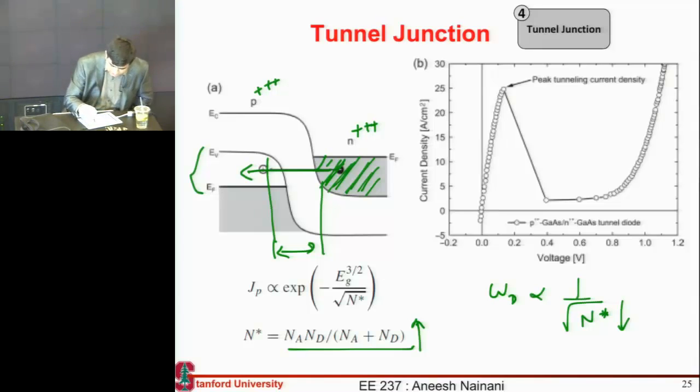So usually if you think of electrons, they love to travel down the hill. Okay, we have discussed this earlier. Holes love to travel up the hill. Electrons love to travel down the hill. Holes love to travel up the hill.